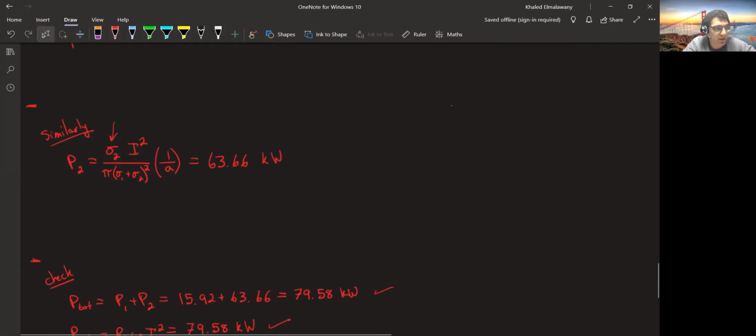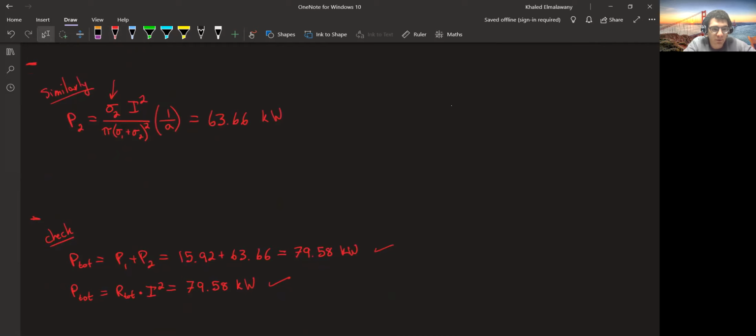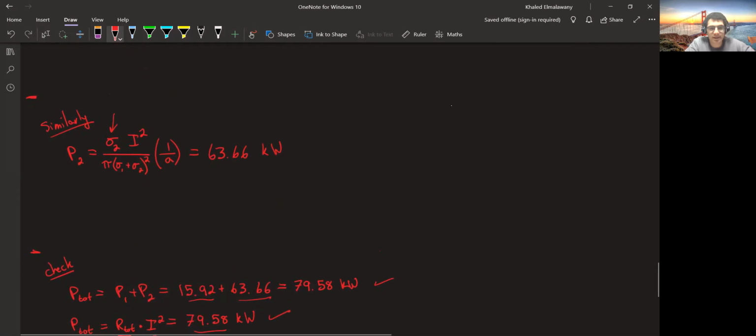And as such, we can go through a quick check here. The total power is equal to P1 plus P2, which is just equal to the values that we determined above, and that comes down to 79.58 kilowatts. Now, noting that this is the R that we came up with in the first question, times the current that's given squared, we do get the same value. As such, we can assume that our answer is correct.